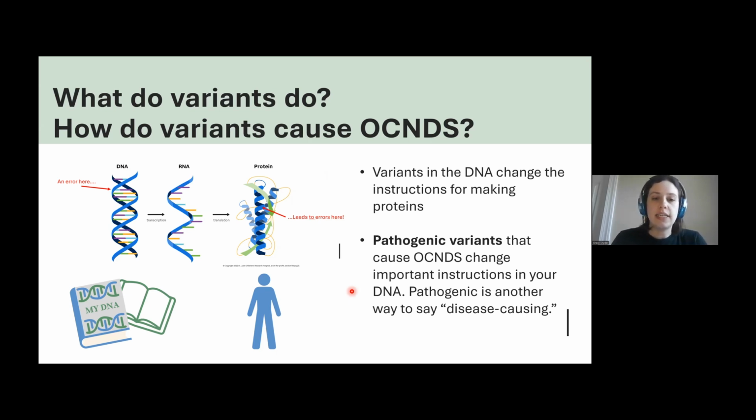So for instance, if you have a variant that affects a protein that is in your eyes, then you might have some sort of disease or disorder with your eyes. If you have a variant that is impacting protein that makes up your skin, maybe you might have some kind of skin issue, et cetera, et cetera. And again, pathogenic is just another way to say causing some kind of disease.